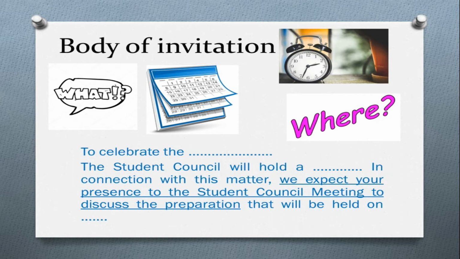You can modify yourself. Example, to celebrate the blah blah blah. This is called the what aspect. You can write down to celebrate the school anniversary, because your invitation is related to school, so you can write down school anniversary. The student council will hold this is the agenda as well. So what is discussed in the meeting should be added in this invitation to make clear the information.